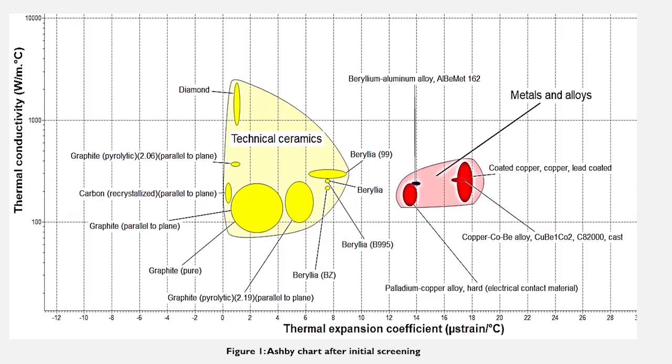This figure shows the result of initial screening where the 14 candidate materials include diamond, few types of graphite, carbon, few types of beryllia, which fall under the classification of technical ceramics. Also, there were beryllium aluminum alloy, coated copper lead coated, copper cobalt beryllium alloy, and palladium copper alloy, which fall under the classification of metals and alloys. These 14 materials will then undergo the go and no-go screening.